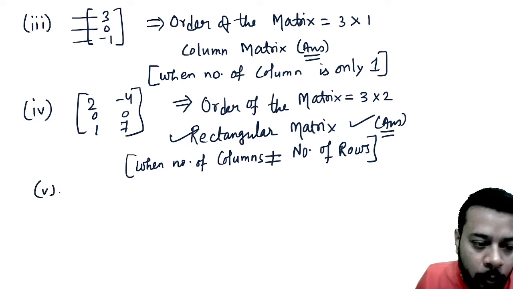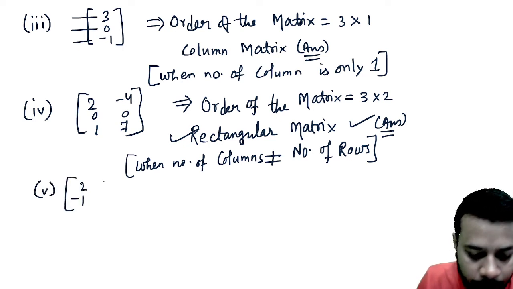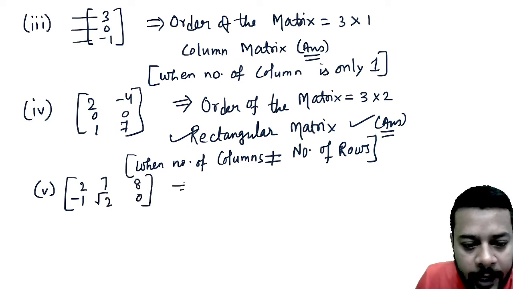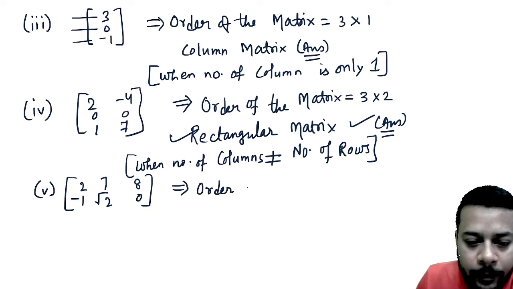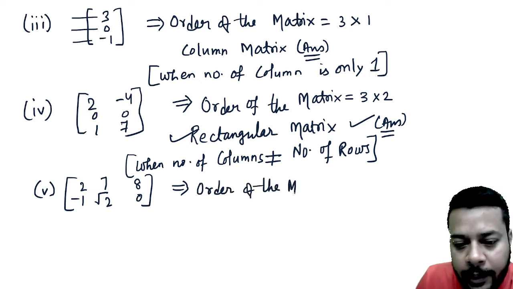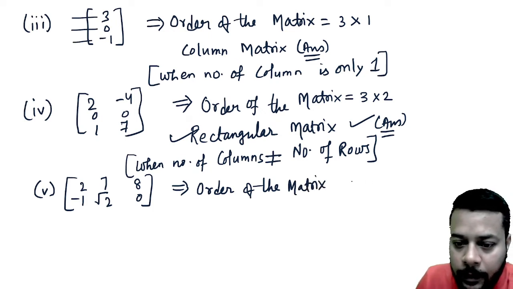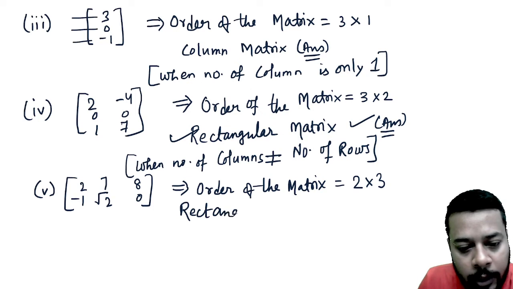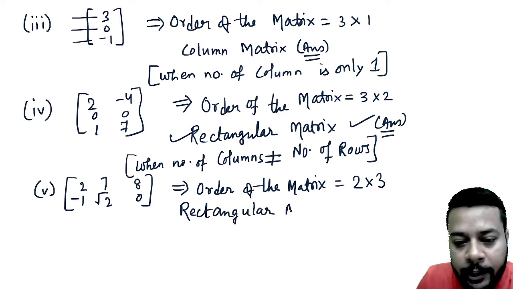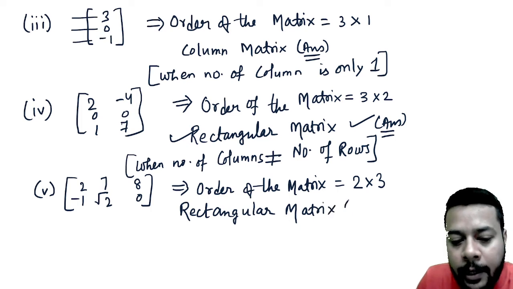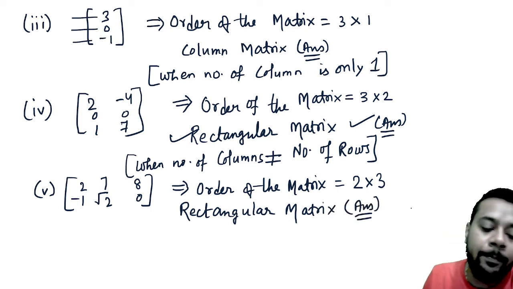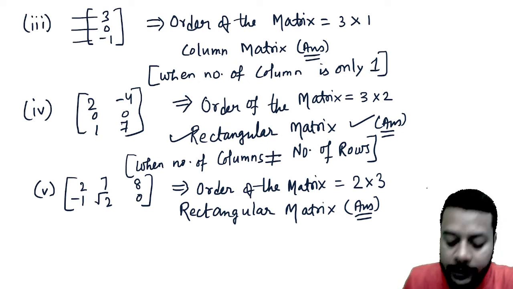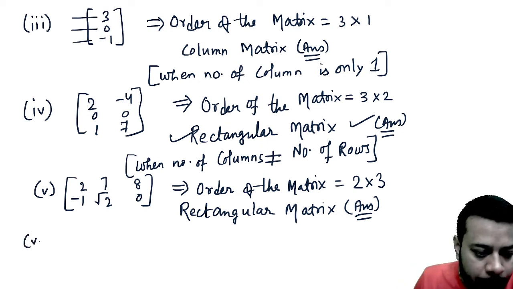So if I talk about question number 5, we can say first of all, what is the order of the matrix here? It is 2 rows and 3 columns, right? So this will also be a rectangular matrix. Why? Because I have already given you the explanation: the number of rows and the number of columns is not the same. Moving to the last question here.